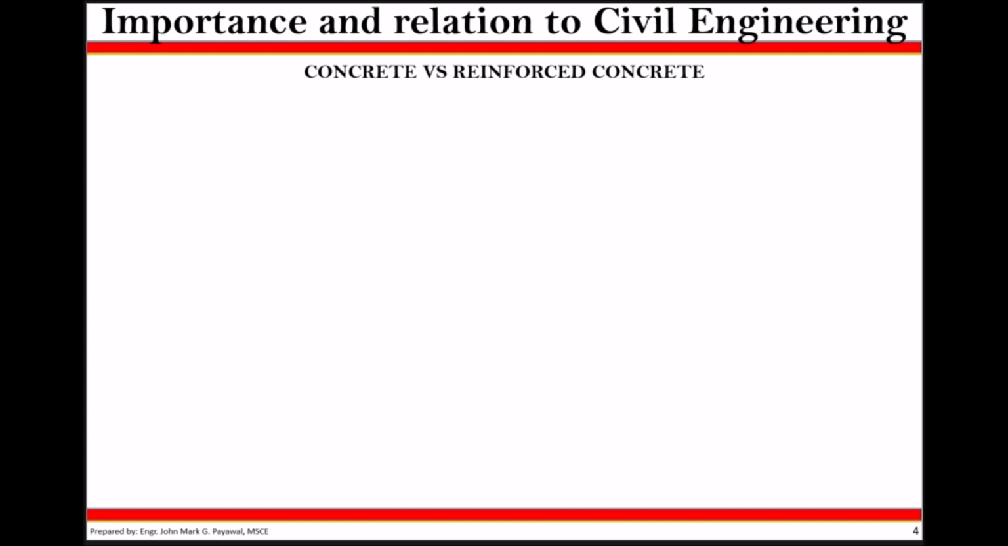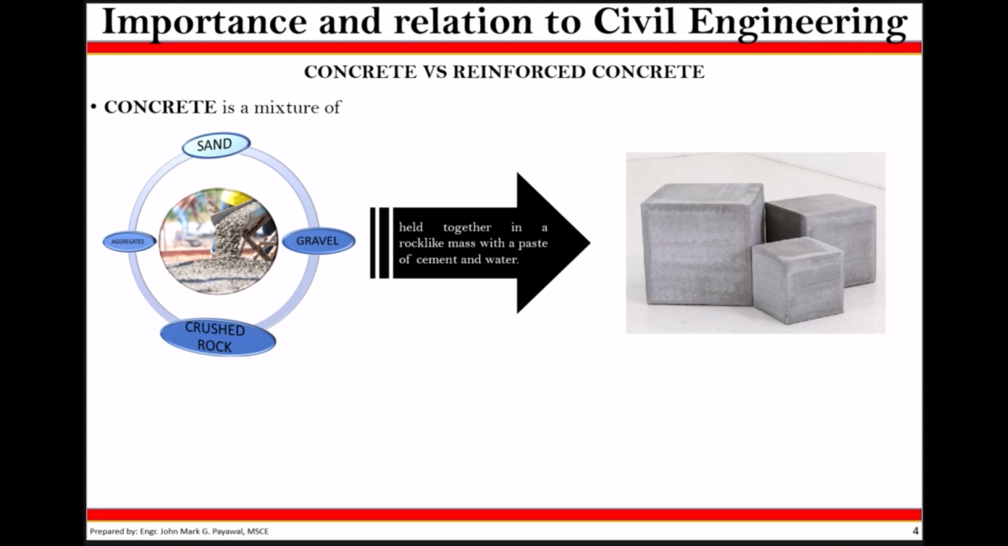And knowing those information as we proceed would be important in relating properties of your concrete, properties of your steel, and how they work together. Concrete is a mixture of sand, aggregate, gravel, and crushed rock. Using cement and water, when combined together, they create a rock-like mass structure. So when it hardens, it is like this.